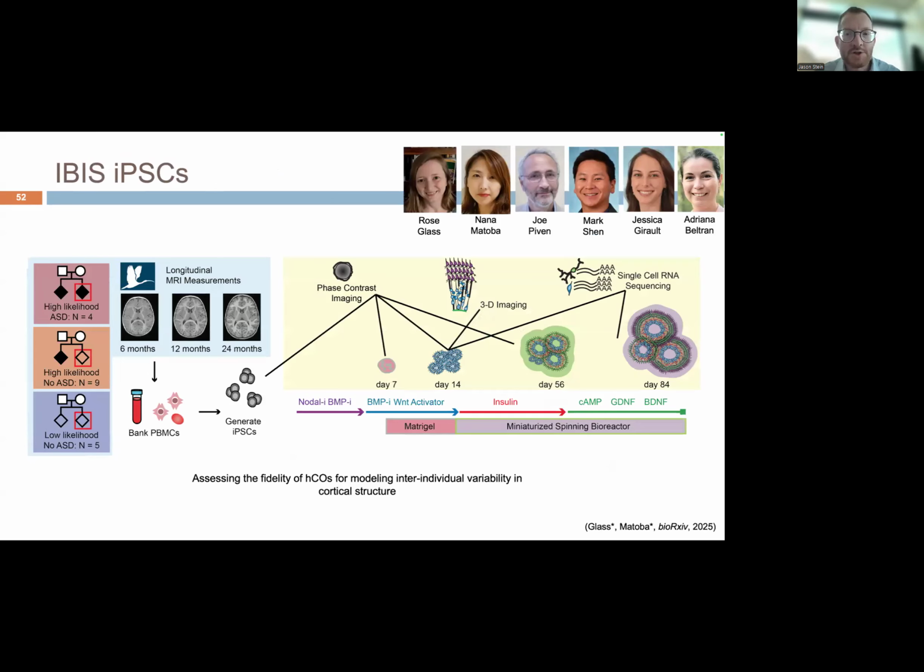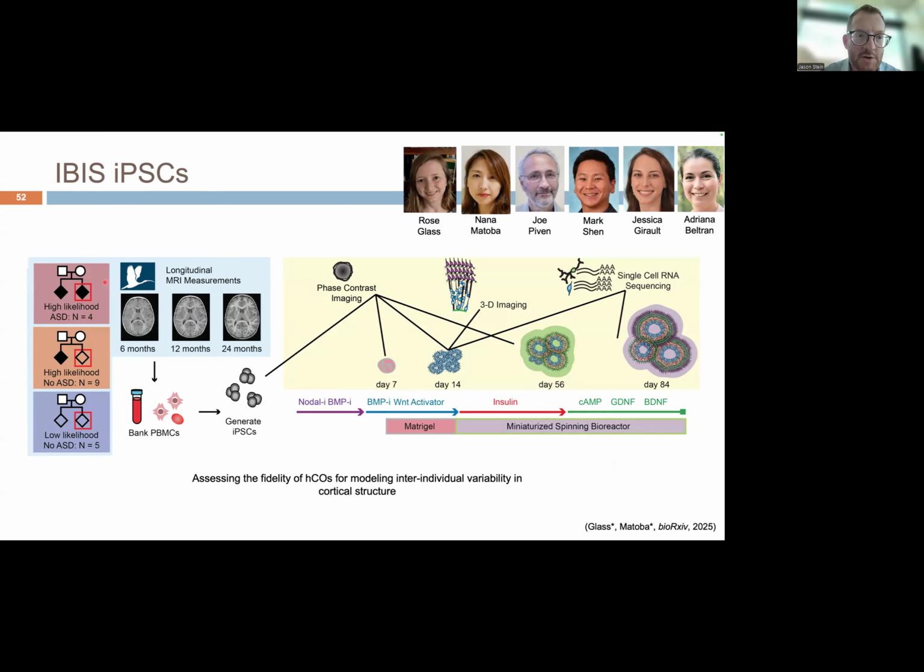So for this population that had undergone longitudinal infant brain growth trajectories, we generated iPSCs to go back in time to an embryonic-like state and be able to understand what causes inter-individual differences in brain size. So this population provides us a really unique opportunity to assess the fidelity of cortical organoids as a model system of the developing brain.